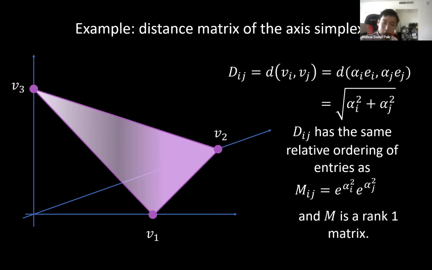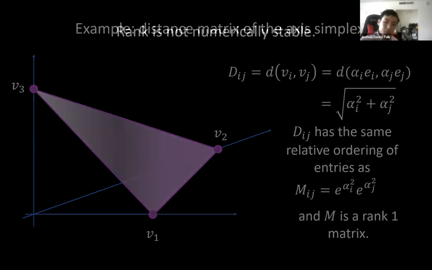Well, if we produce M like this, M is a rank 1 symmetric matrix, and its generating vector, the vector you multiply by its transpose to get M, is just e to the alpha 1 squared, e to the alpha 2 squared, and so on. So the distance matrix of an axis simplex has an underlying rank of 1.